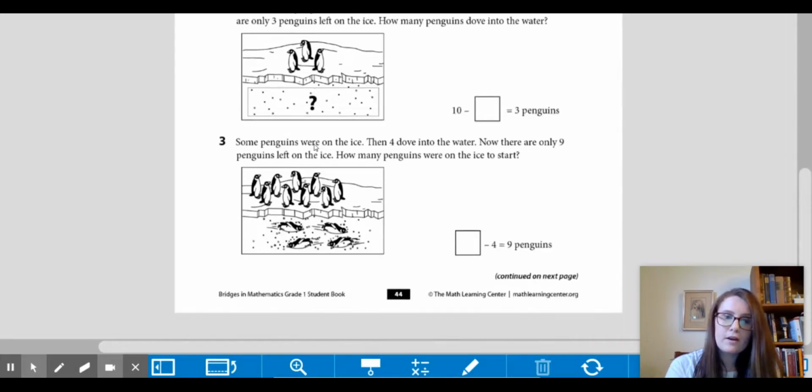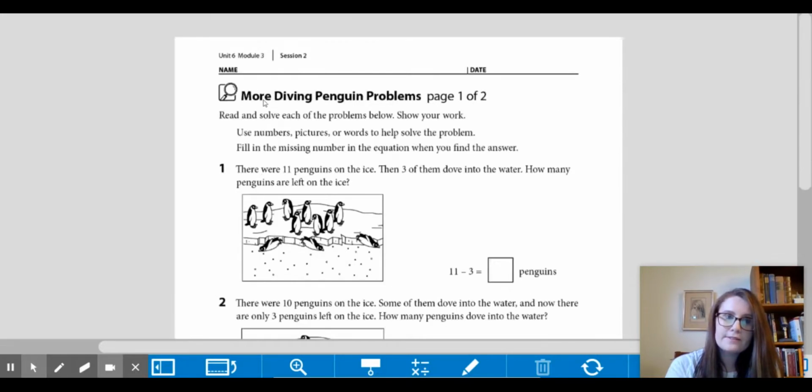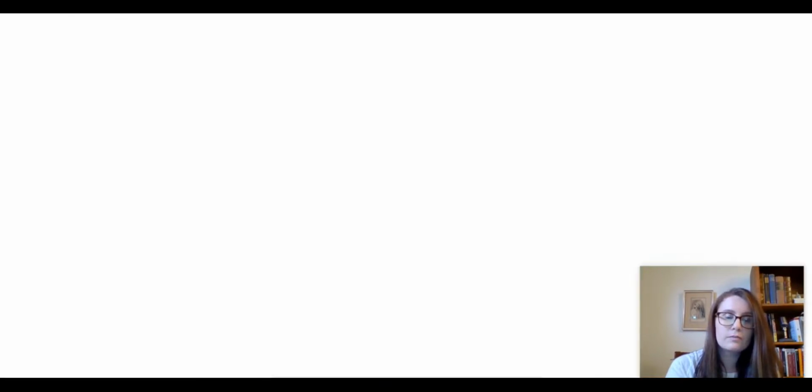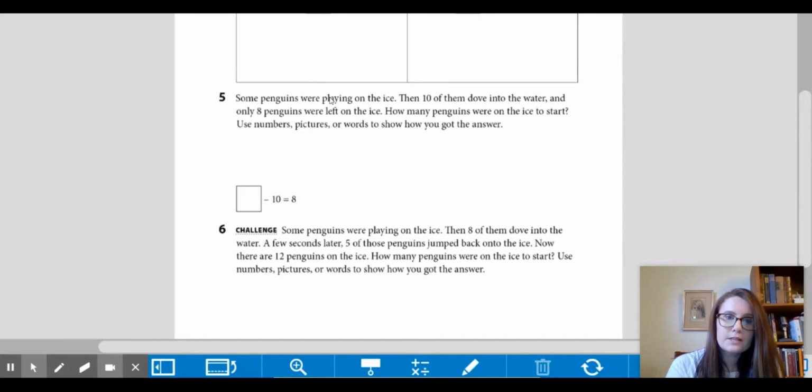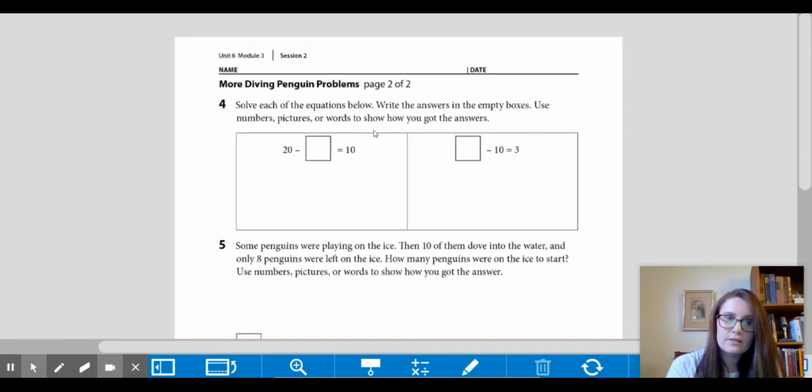You're going to do that all the way down, and then there's a second page. That's where things will get a little bit trickier. This says solve each of the equations below and write the answers in the empty boxes using numbers, pictures, or words to show how you got the answers. So I'm going to think, how am I solving 20 minus blank is the same as 10?